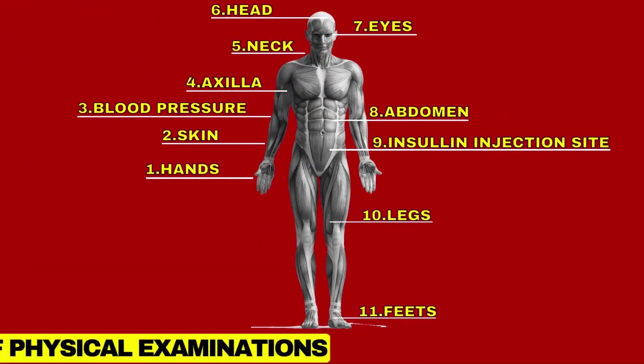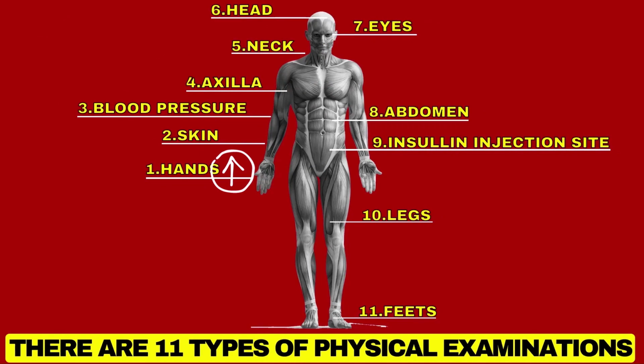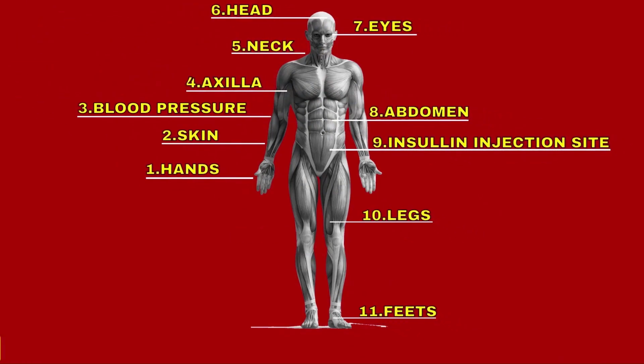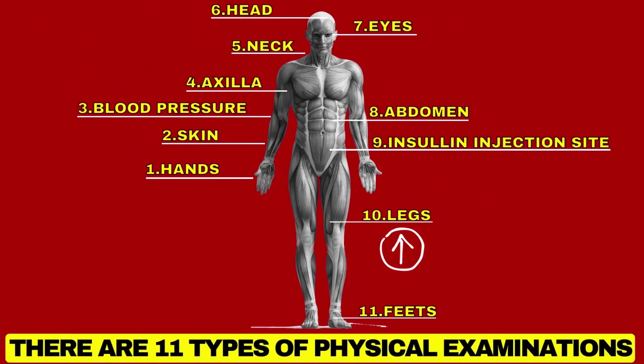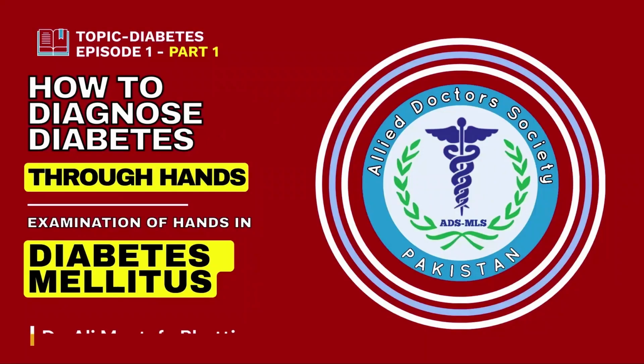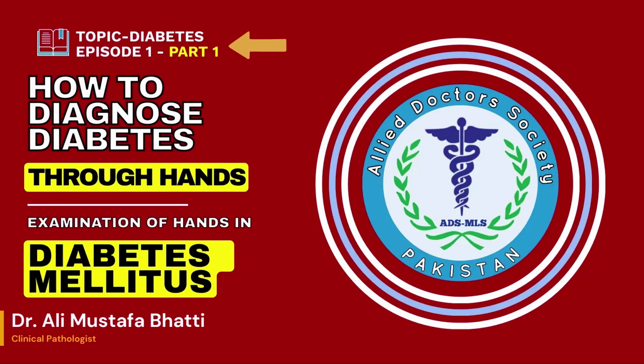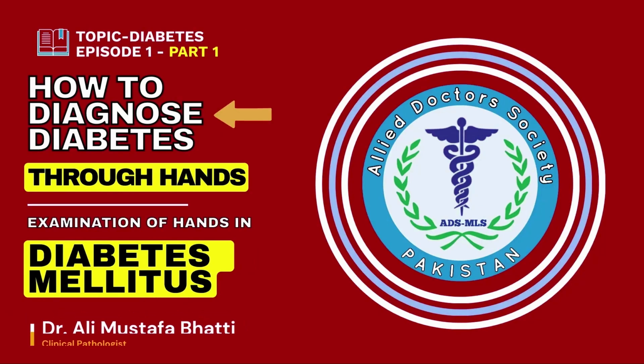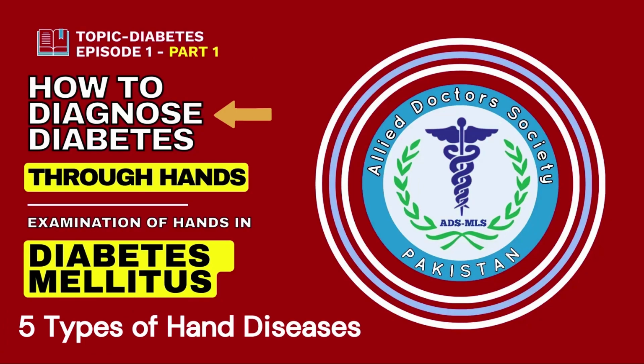We can self-examine our sugar through hands, through skin, through blood pressure, through axilla, through neck, through head, through eyes, through abdomen, through insulin injection site, through legs and through feet. First of all, in this video, you will know how diabetics can diagnose diabetes with their hands. You will know about hand diseases caused by sugar.